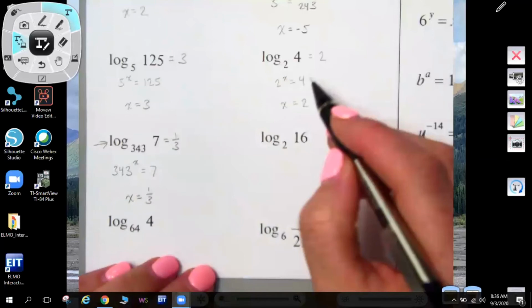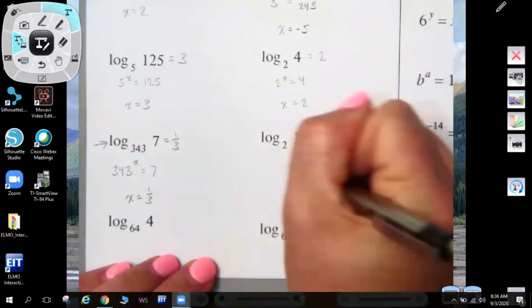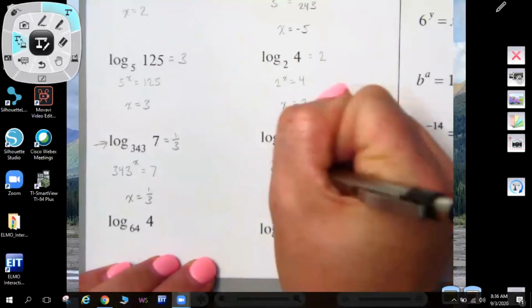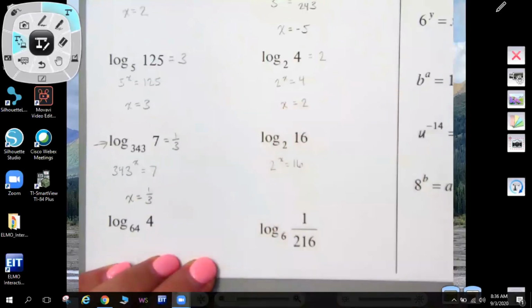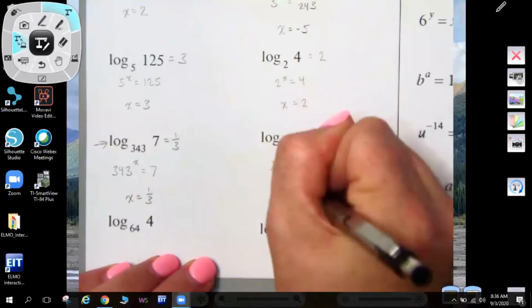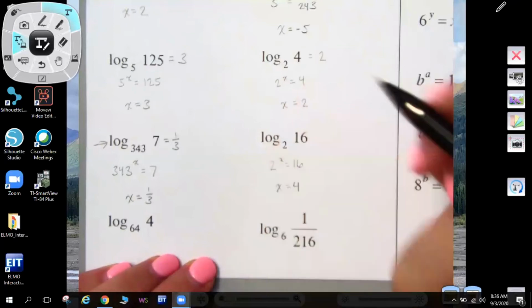Okay, log base 2 of 16. This is asking 2 to what power equals 16? 4. So the value of this logarithm is 4.